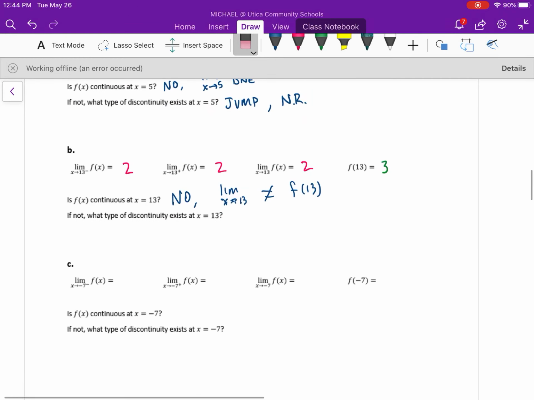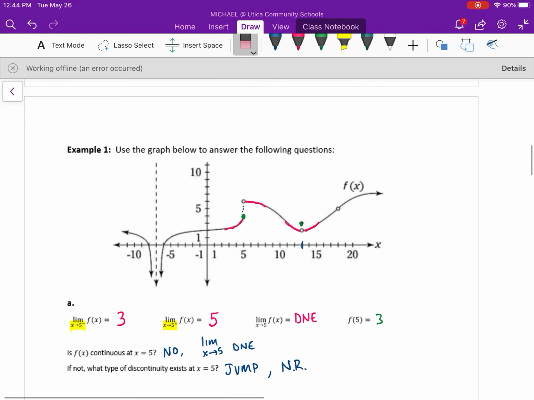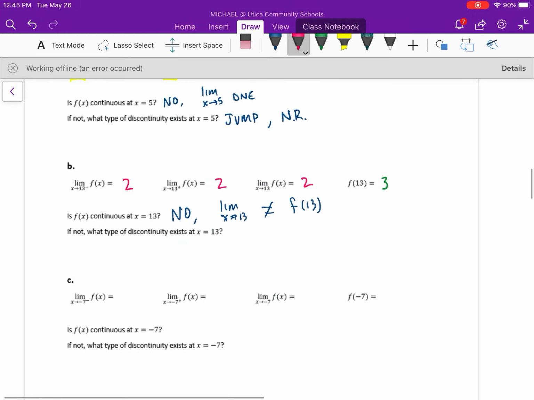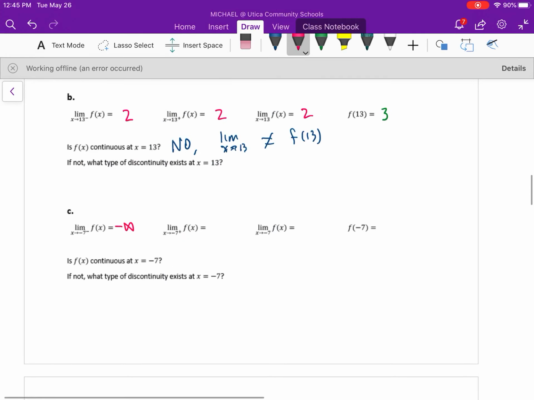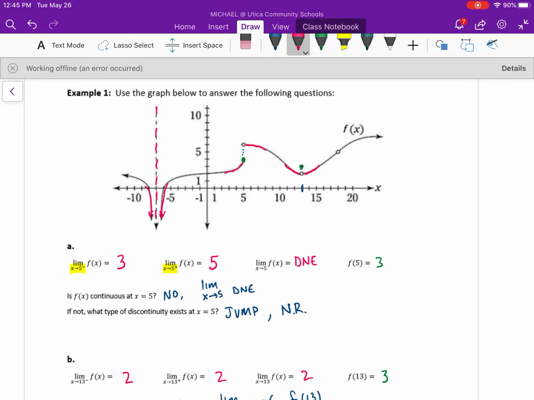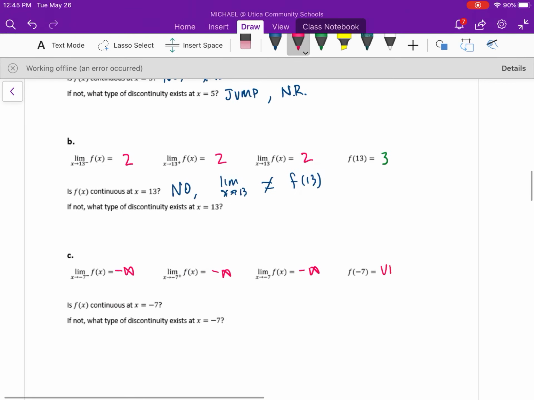Finally, we're looking at -7, as x approaches -7, which is this asymptote here. So from the left, it's going towards -infinity, and from the right, it's going towards -infinity. So the limit is -infinity. Function value, however, does not exist, or is undefined, sorry.